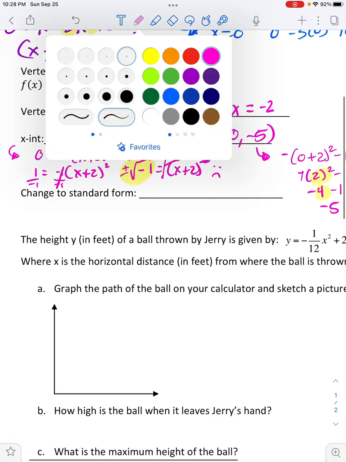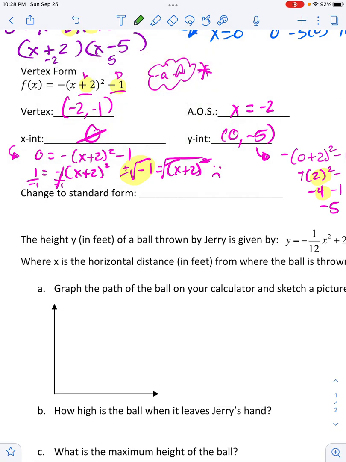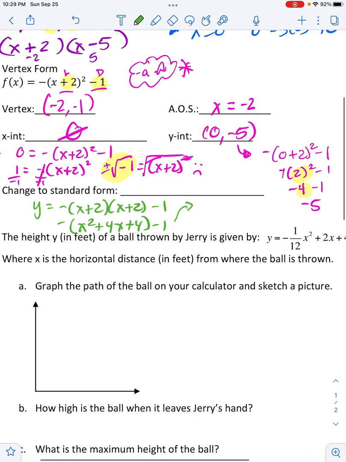So the last skill on our chart was to change it to standard form. So I'm going to take my -(x plus 2) squared and think of it as this. And I'm going to do what my notes say. I'm going to go ahead and FOIL this. See, isn't this fun? You're just using all of your Smarticus, all the things you've learned forever. Then I'm supposed to distribute.